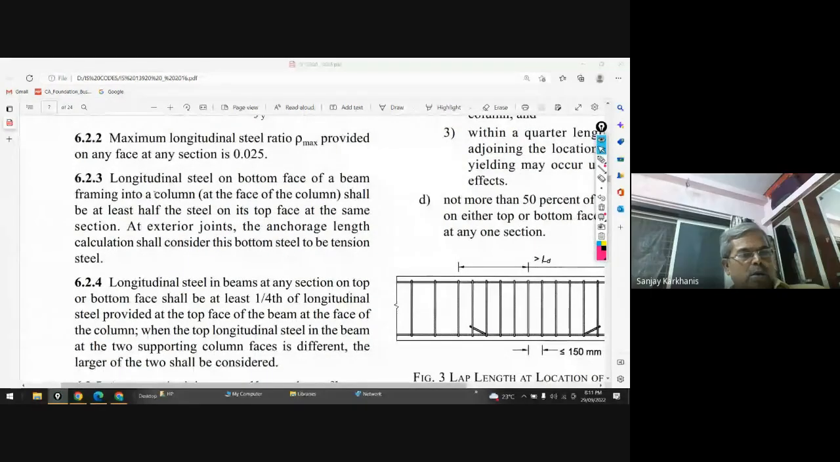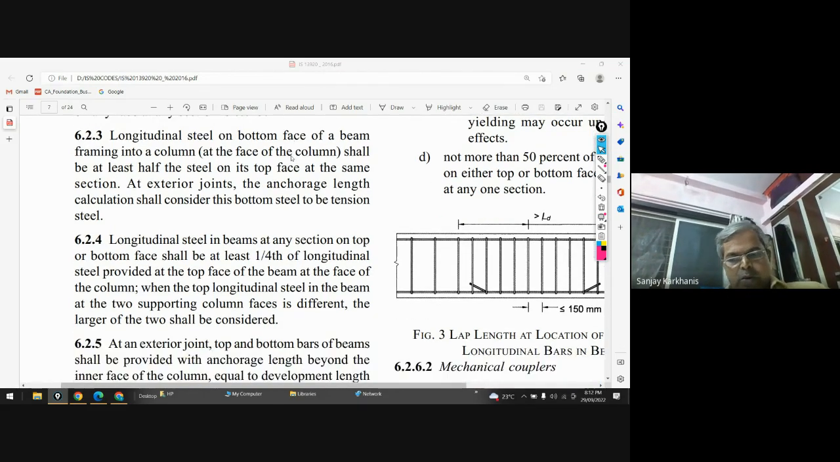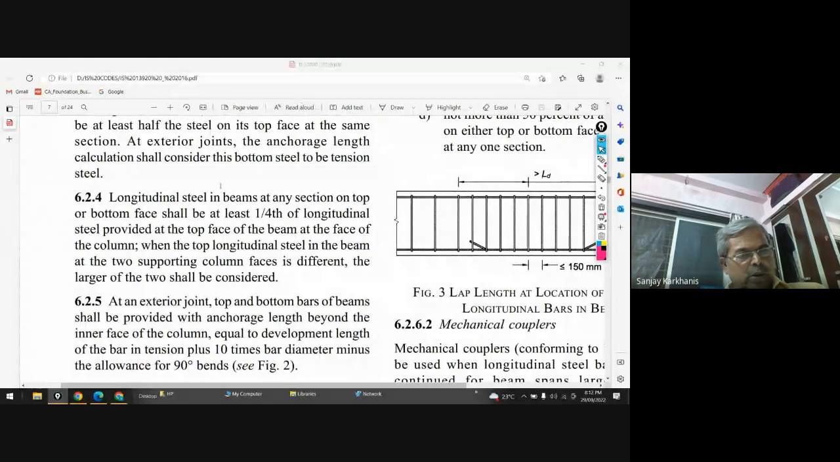Now you can see the longitudinal steel on the bottom face of the beam framing into a column, at the face of the column, shall be at least half the steel on its top face at the same section. Then at exterior joints, the anchorage length calculation shall consider this bottom steel to be tension steel. We'll talk about this a bit later, because I will have to explain it through a sketch.